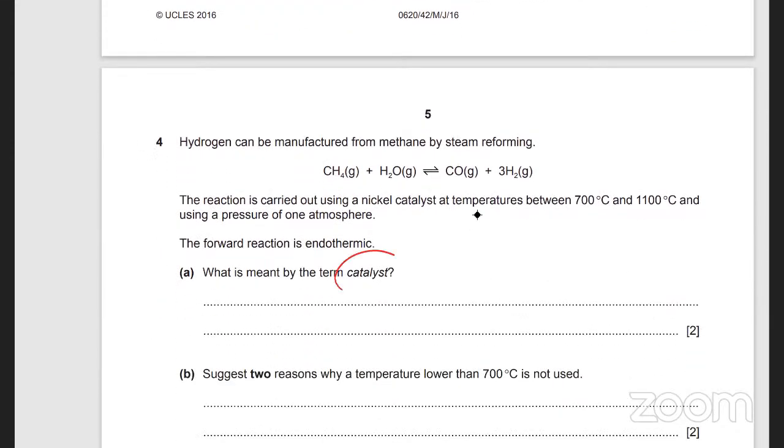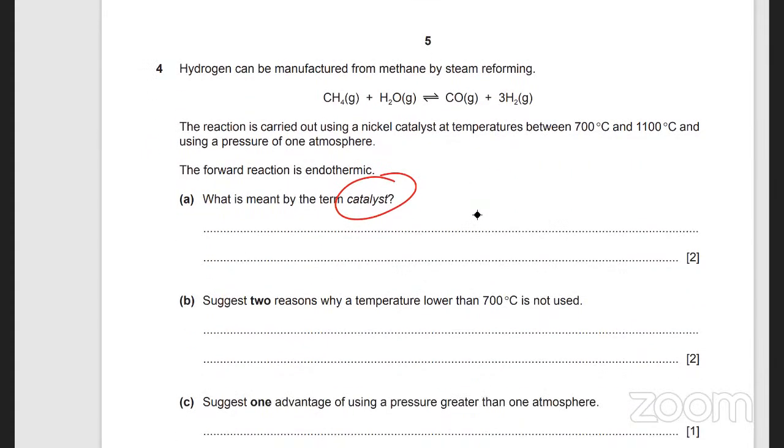What is meant by the term catalyst? What does a catalyst do? A catalyst speeds up chemical reactions. ठीक है, that's one. It does not change throughout the reaction. ठीक है, that's number 2. ठीक है, it doesn't change, it remains unchanged.